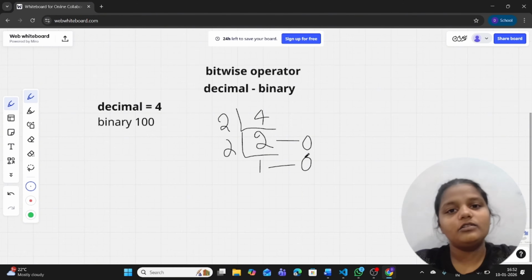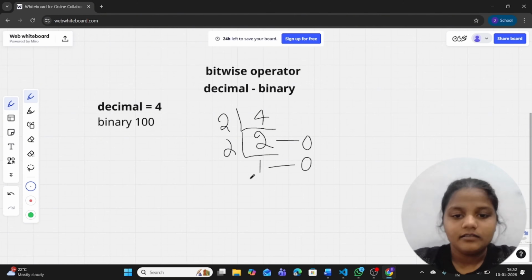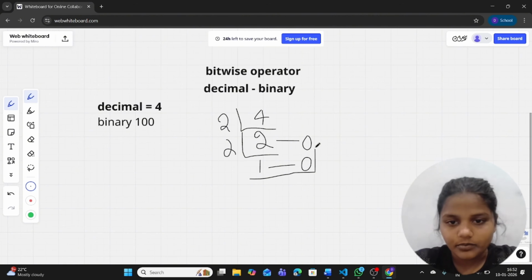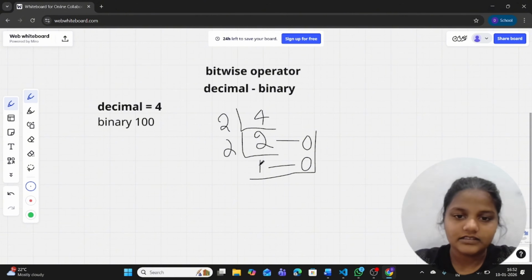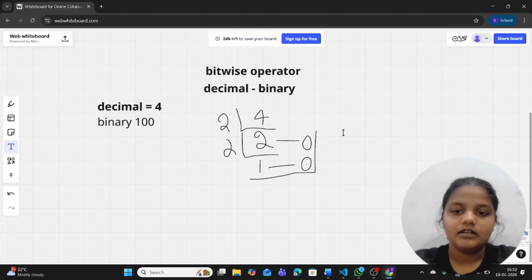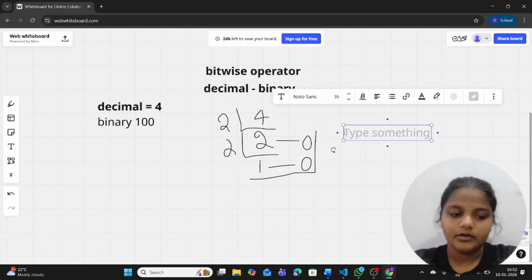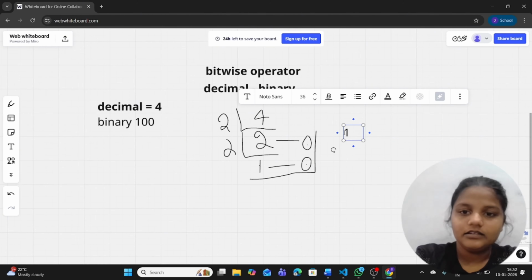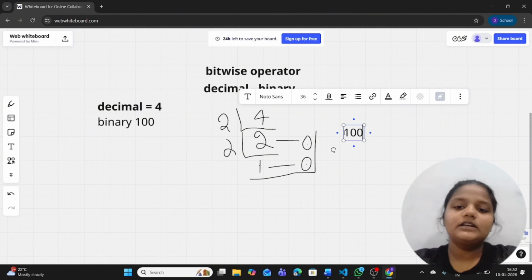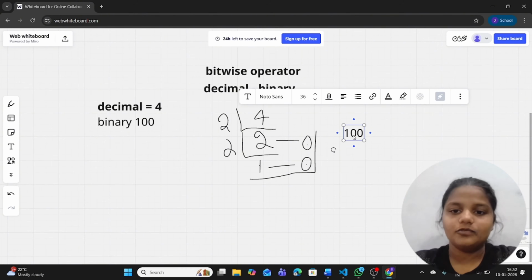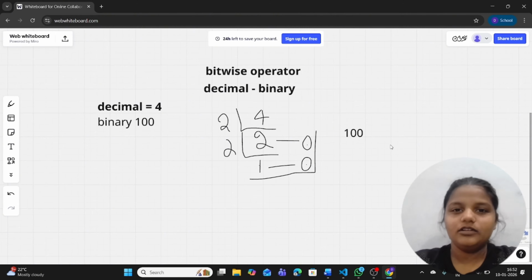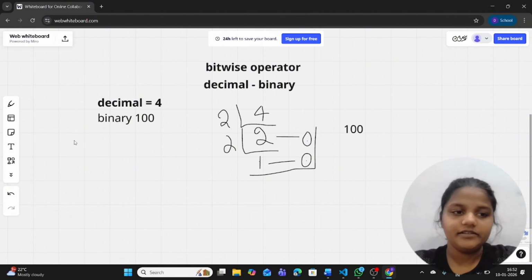So from this, how are we going to calculate the binary number? From downward to upward, these are the remainders we got. So from downwards to upwards we write 1 0 0. So this is the binary number of 4. Okay, don't get confused. We will see another example.